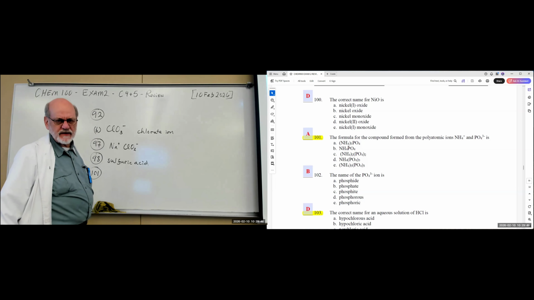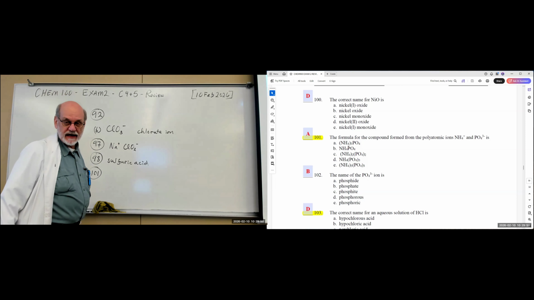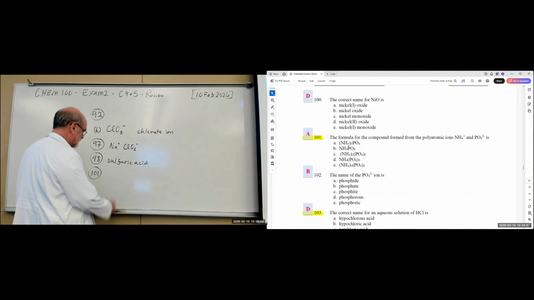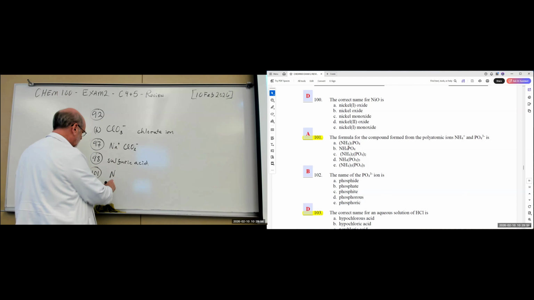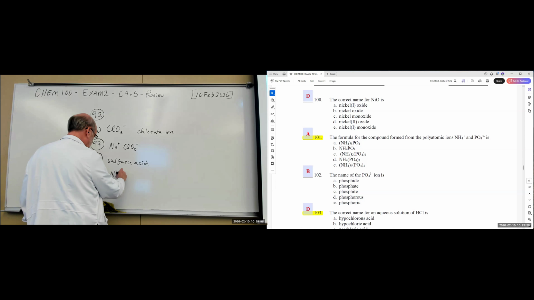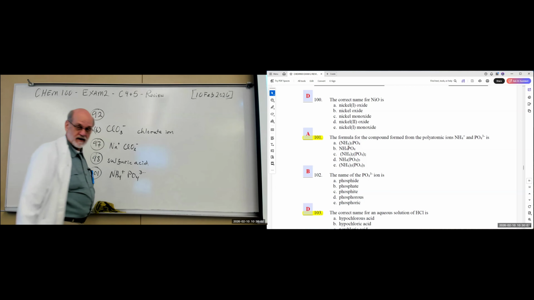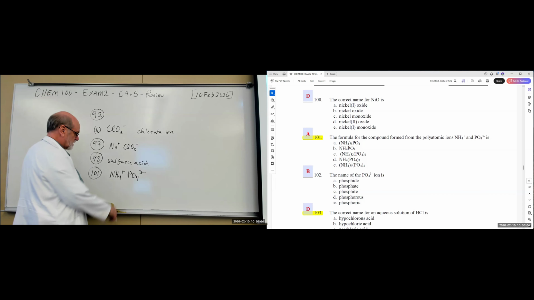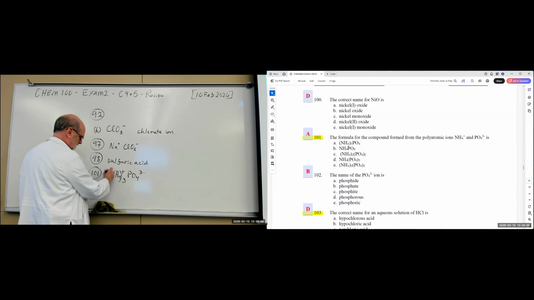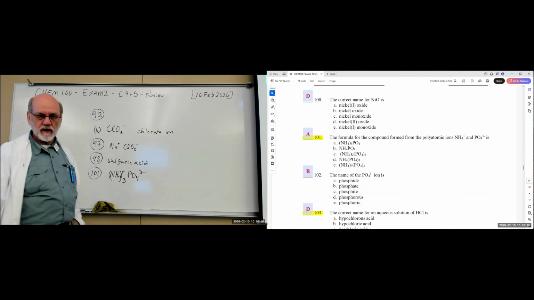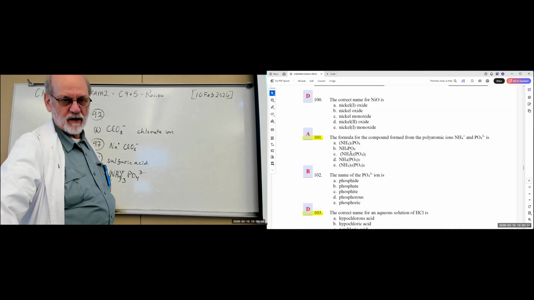So 101 says the formula for the compound formed from the polyatomic ions NH4 plus and PO4 3 minus. NH4 and PO4 3 minus, right? We just balance the charges. We need 3 of these, right? Like that. NH4 sub 3 PO4. That would be A.